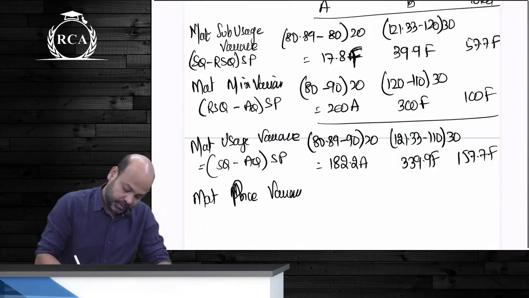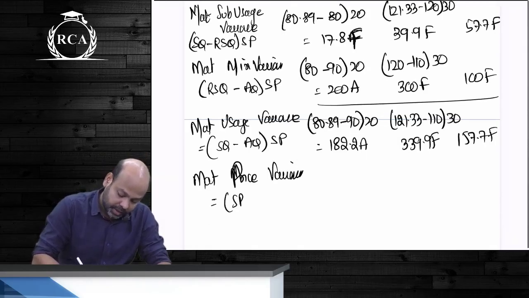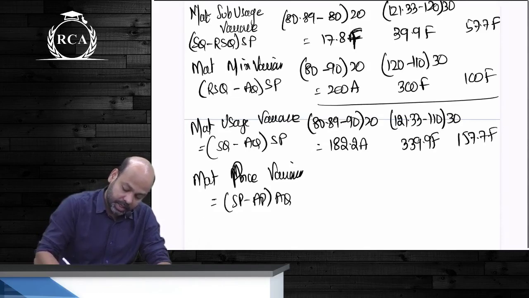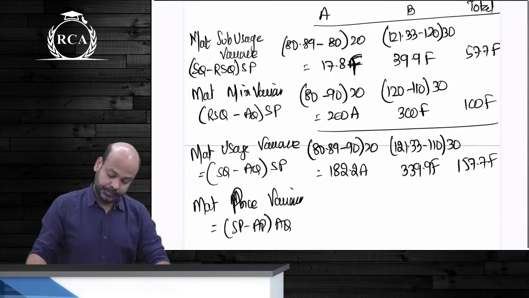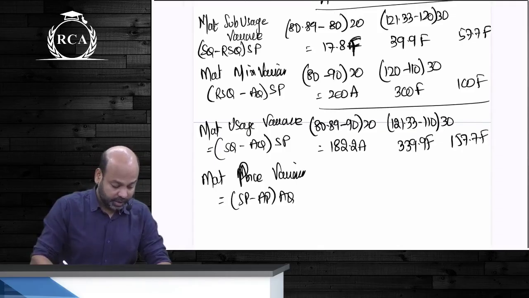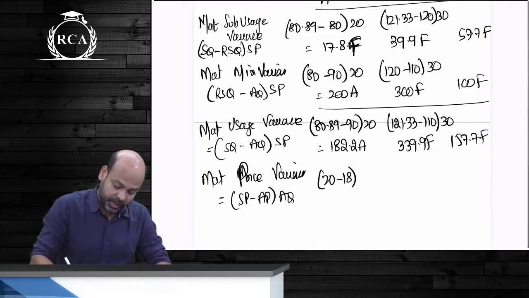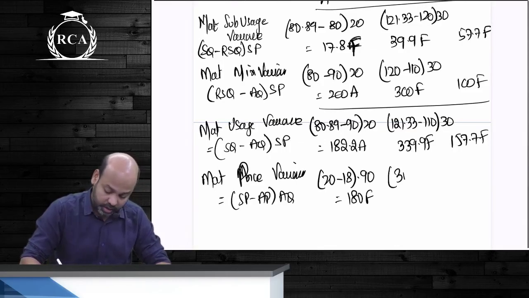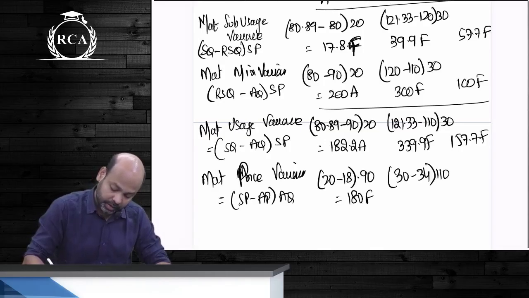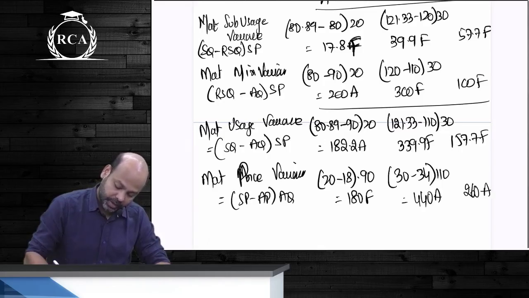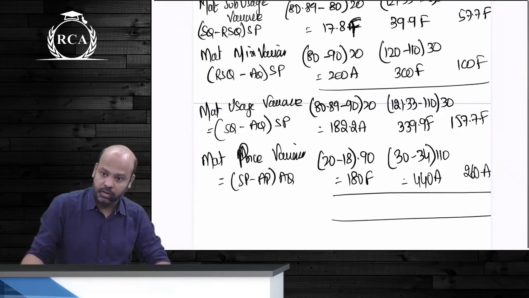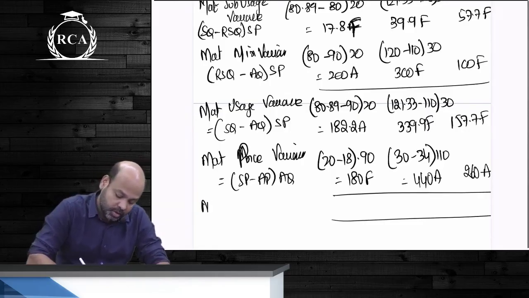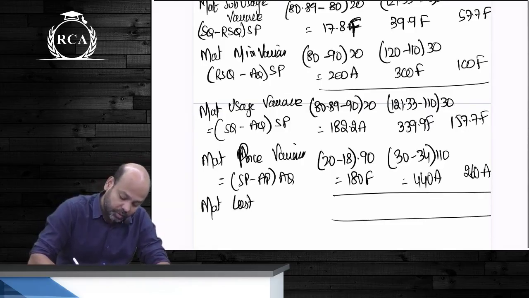Then comes material price variance. That will be standard price minus actual price multiplied by actual quantity. Standard price beta is 20 minus actual price 18 multiplied by 90. 180 favorable. And here, guys, it will be standard 30 minus 34 multiplied by 110. 440 adverse. 260 adverse. Yes or no?